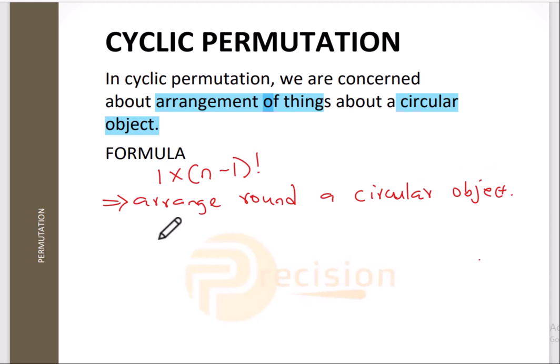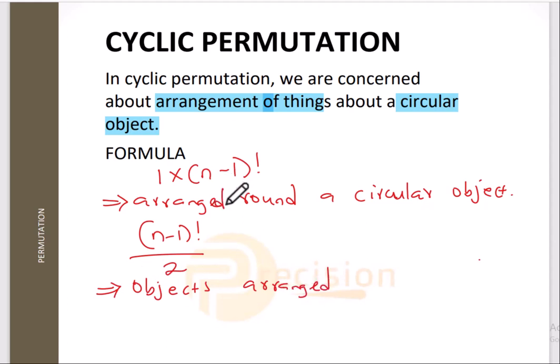For the second formula, it says (n minus 1) factorial all over 2. This is used for objects arranged around a ring. So take note of this information. There are two different things happening here. The first is for circular objects, and this one is for round a ring. Now, when we solve questions, you will see these things come into play, and that will help you understand everything. Okay, so let's get into the exercise.